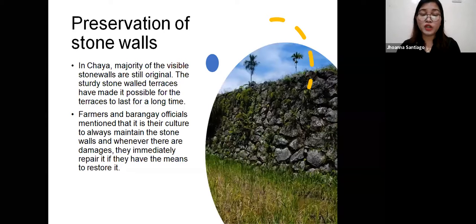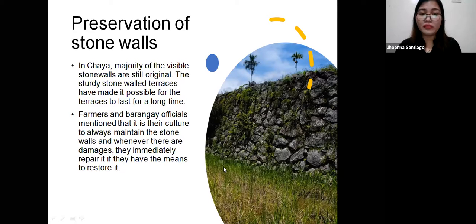So next is the preservation of stone walls. In this photo, you can see the visible stone walls here are still original, and it has made it possible for the terraces to last for a long time. In other rice terraces in Ifugao, they are made of soil or clay, but in Mayoyao, Ifugao, specifically in Chaya, they are made of stone walls. And based on the conversations with the farmers and barangay officials, it is their culture to always maintain the stone walls, and whenever there are damages, especially during typhoons, they immediately repair them if they have the means to restore them.